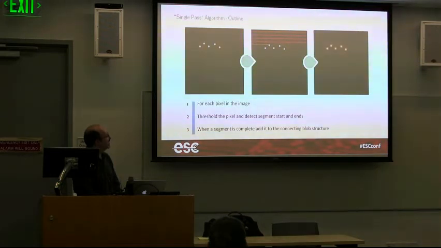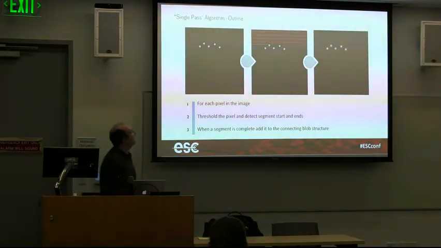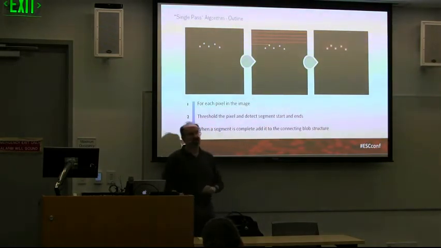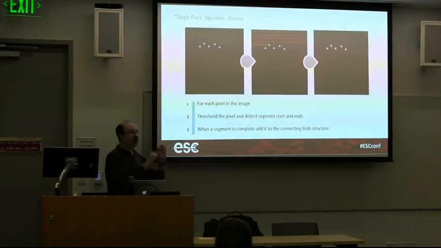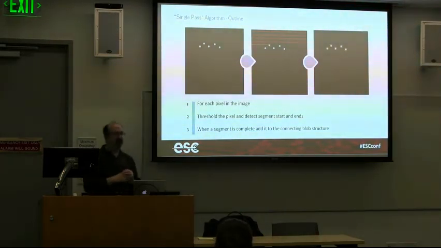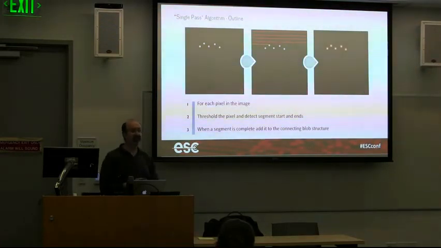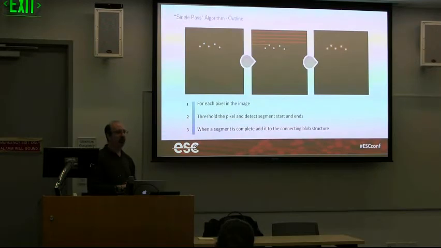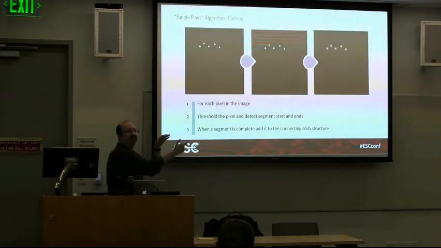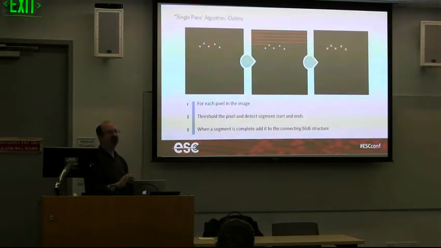For each pixel in the image, threshold the pixel and detect segment starts and ends. So what's a segment in this case? You see the little yellow bar up on top of that pixel? Essentially what you're doing is walking the image and noticing when you get the start of a line and the end of the line. That's what I'm going to call a segment. When you find the start of a line, you start accumulating a segment. When you find the end of that line, you've got a segment. Once you've got a segment, walk an array or a linked list. This example is going to use an array because it's simple. Walk an array where you're accumulating these segments and figure out which one it connects to, by comparing the start and end of the segment.